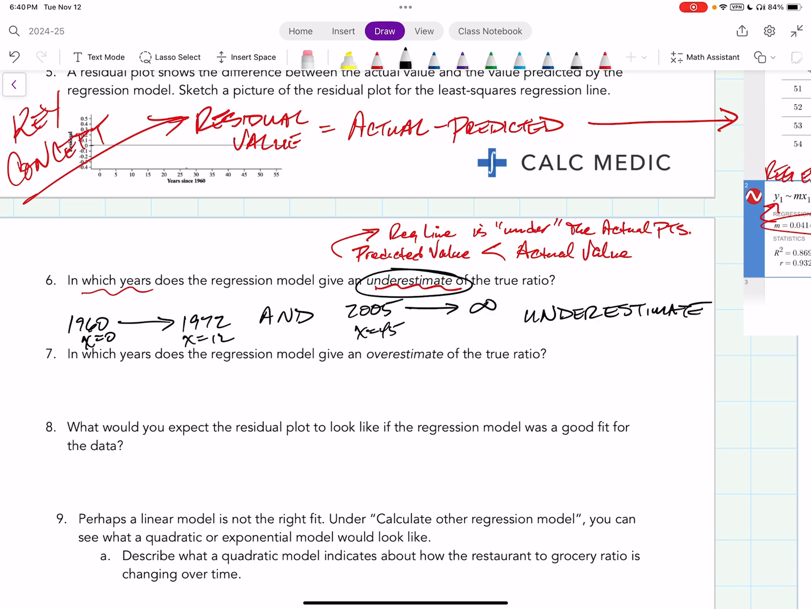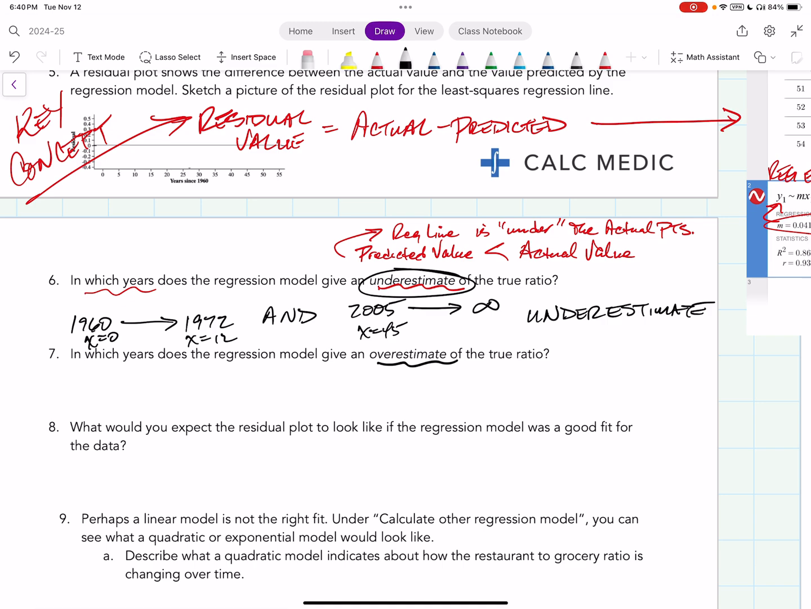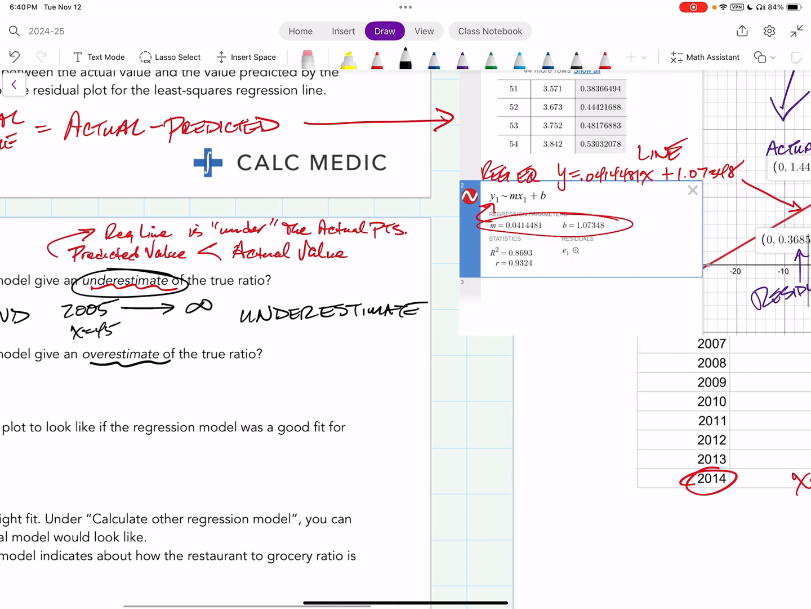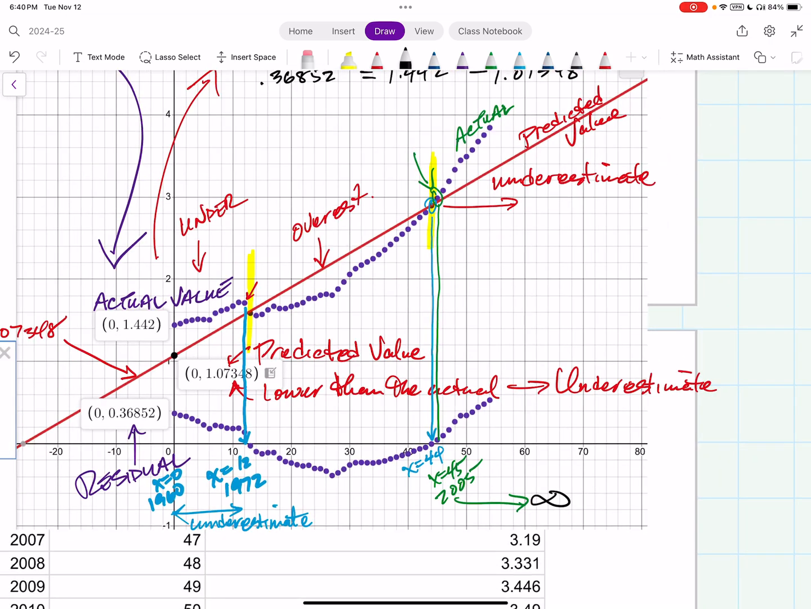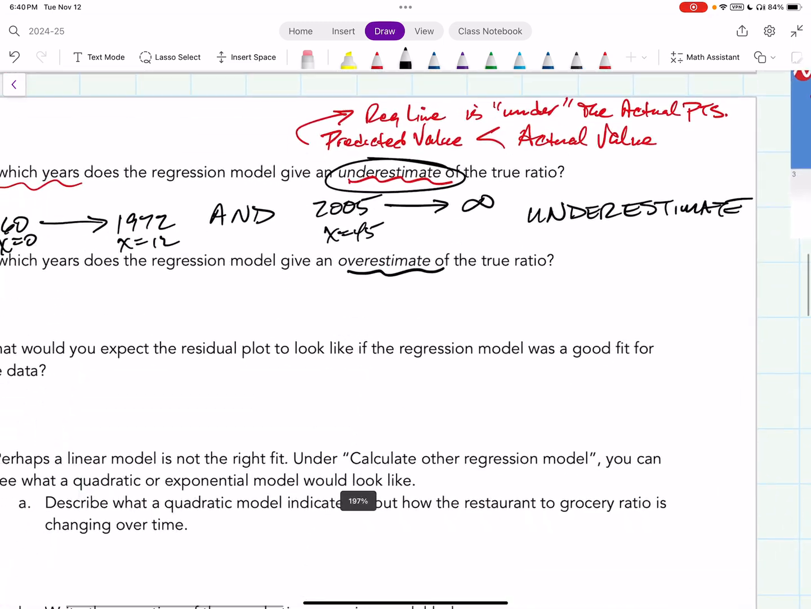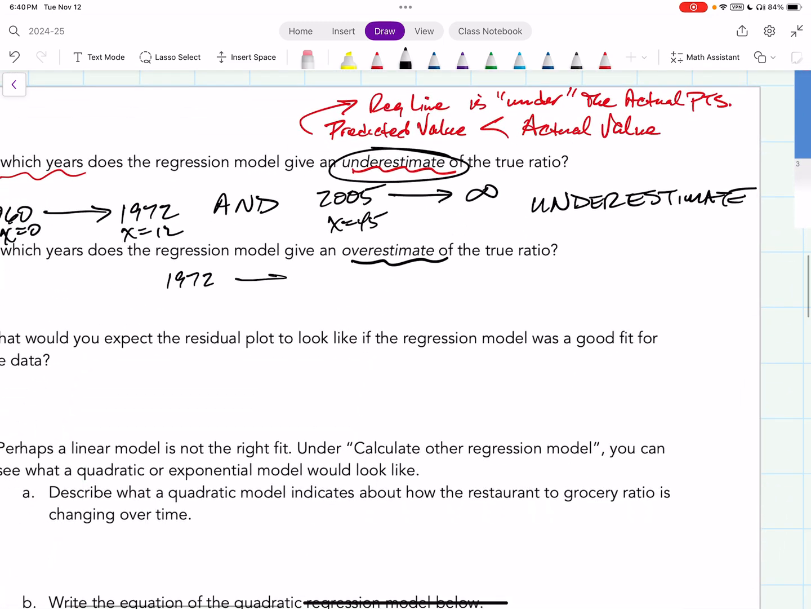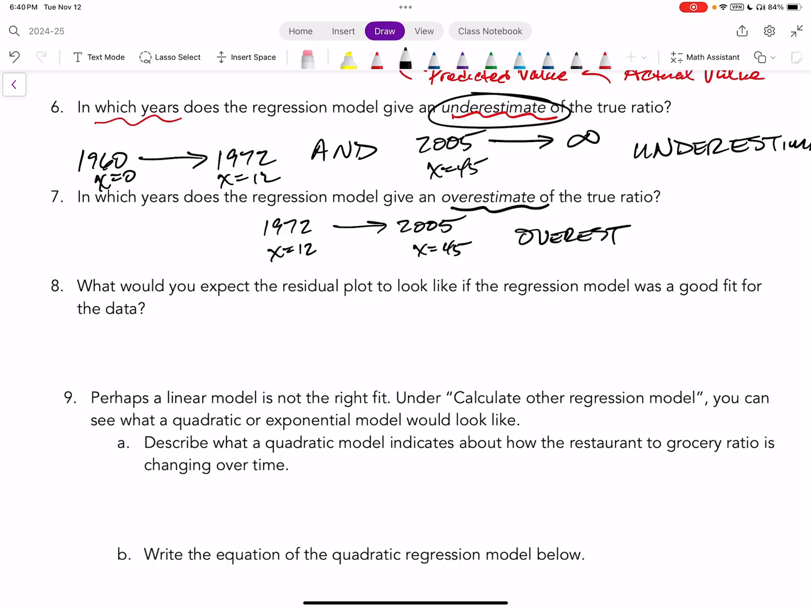All right, in which years does the regression model give you an overestimate? Okay, so if you have an overestimate, that means the line is above your points. So that's in the middle. So when the regression line is above the points, you have an overestimate, and that's between 1972 and 2005. Okay, so let's write that out. So from 1972 to 2005, which means as x, it's from x equals 12 to x equals 45, you have an overestimate. Okay, so those are the two basic questions.